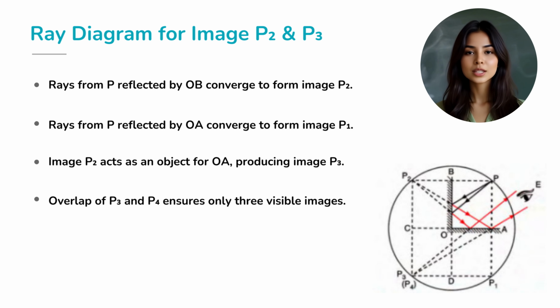As you can see in the diagram, rays from P strike OB and form image P2. Rays from P strike OA and form P1. Now, the magic begins: rays forming P2 bounce again into OA, giving you P3. Meanwhile, rays forming P1 bounce into OB, aiming to give P4, but overlap perfectly with P3. This overlap is why perpendicular mirrors form exactly 3 distinct images. The ray diagram is like the detective proof. It shows us exactly why math and reality agree here.